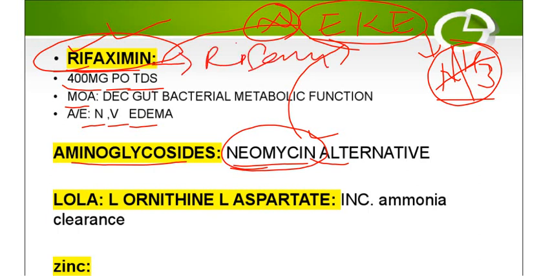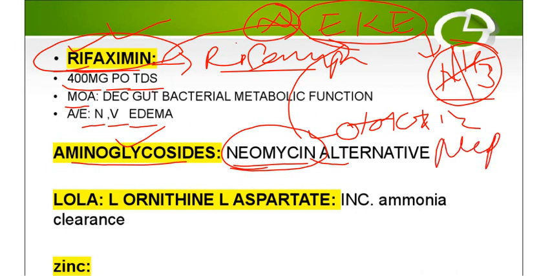Rifaximin is not absorbed into the systemic circulation, it will remain in the intestine, so it has no systemic side effect. What was wrong with aminoglycosides? They are very ototoxic and very nephrotoxic. They can lead to very disastrous adverse effects, so we are not using aminoglycosides. Instead we use rifaximin, which is the better drug. These two drugs are mostly used for the management of this.